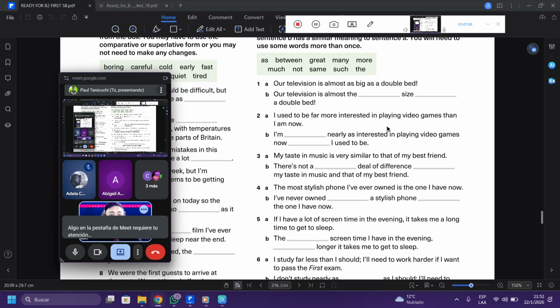Number 1. Our television is almost as big as a double bed. So our television is almost... do you remember? The same size as a double bed. Okay? These ones that we practice. Our television is almost the same size as a double bed.